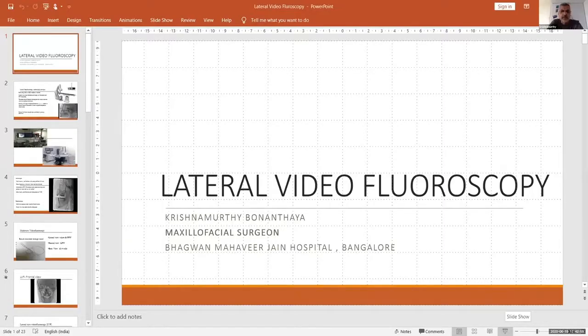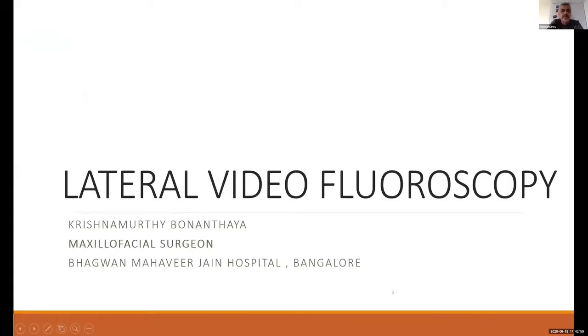So there is a slight change from what Savita told you all. I'm not going to speak on multi-view video fluoroscopy because we do only the lateral one. However, there are a couple of sites that will explain what multi-view video fluoroscopy is and how it can be done as well. I come from Bangalore and I'm a maxillofacial surgeon. Bangalore is one of the cooler cities of India and has also escaped the major wrath of the virus as of now.